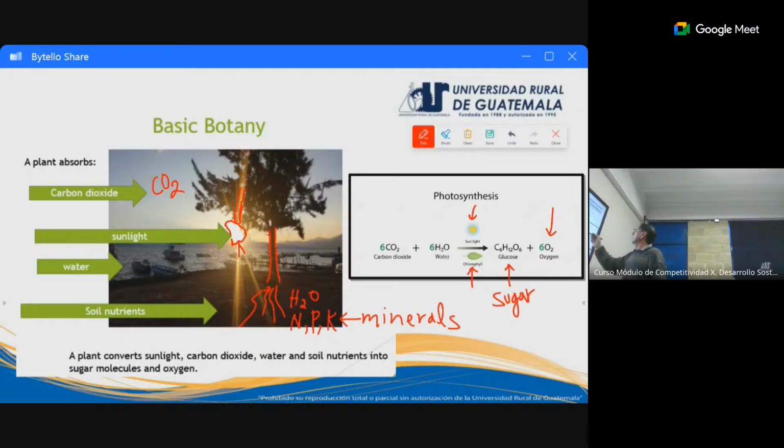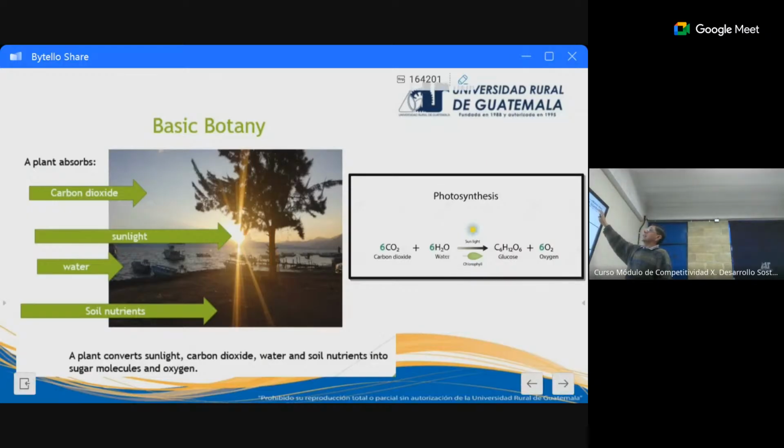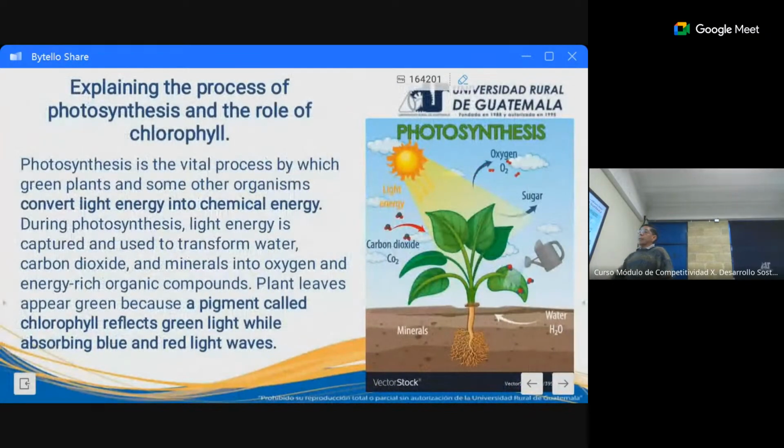This glucose is a hexagonal molecule where six carbon atoms are located like this. Okay, this is the basic glucose molecule that plants produce. Now, let's continue explaining the process of photosynthesis and the role of chlorophyll.